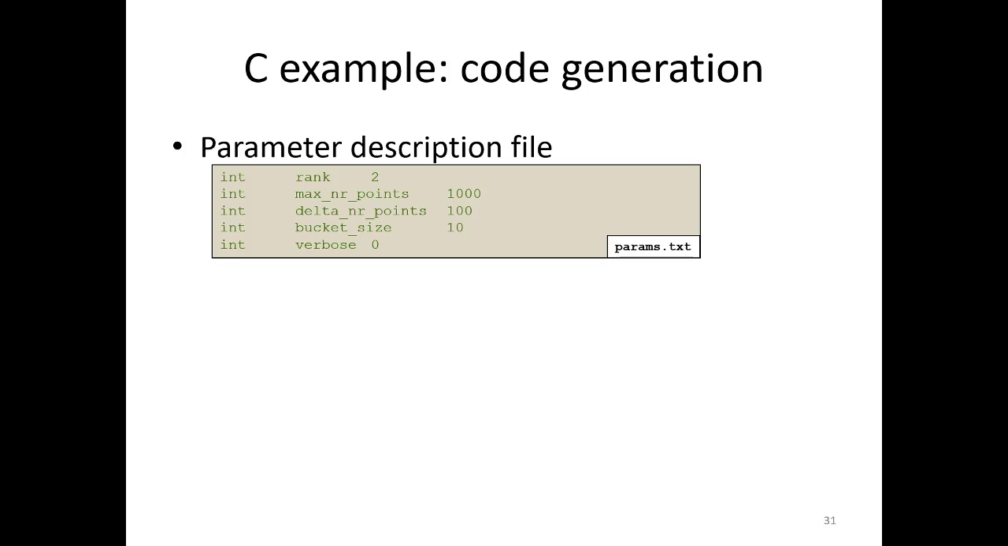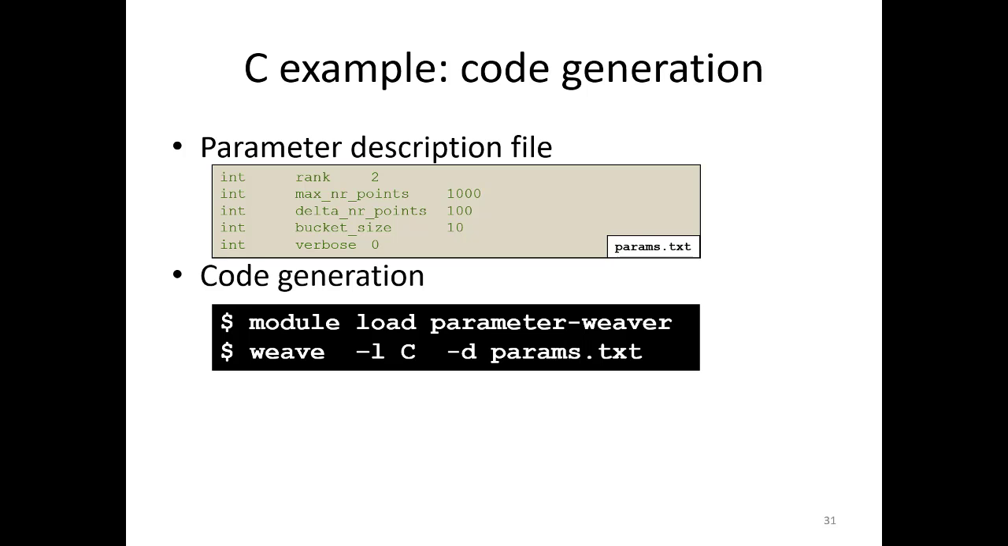So let's take a C example. Basically the parameter file is just a text file, it's a CSV file. And as you can see, the first column denotes the type, the second the name, and the third the default value. Of course, the last value is actually a Boolean value, but in C that would again be an integer, 0 being false, anything else being true.